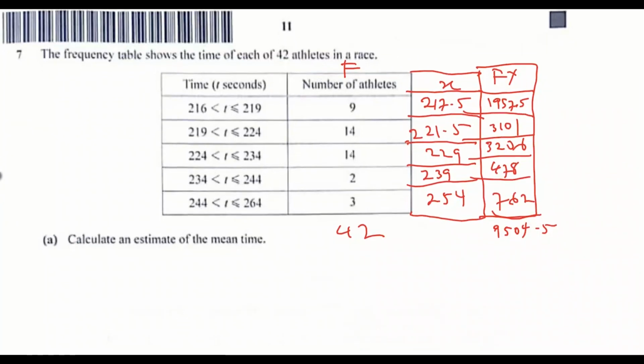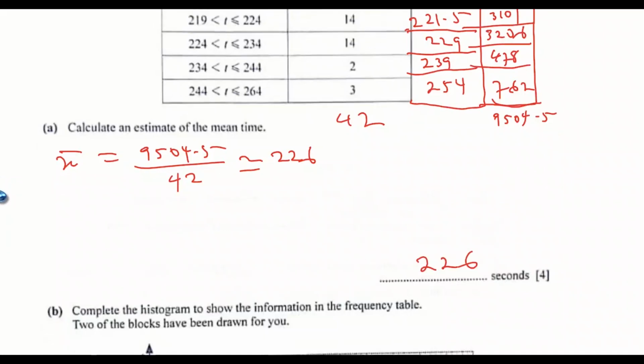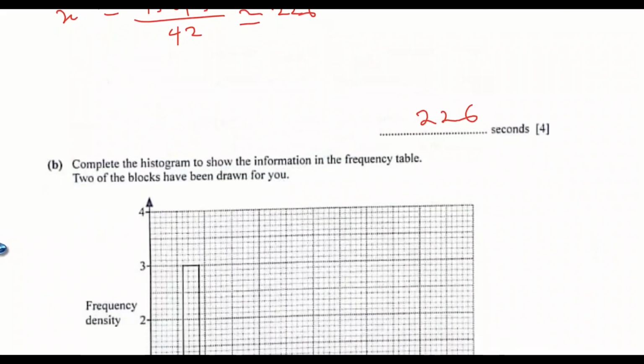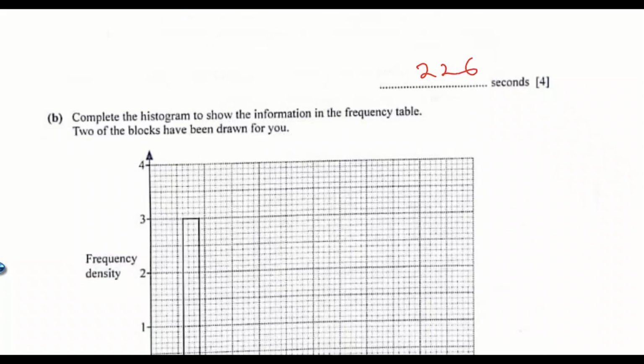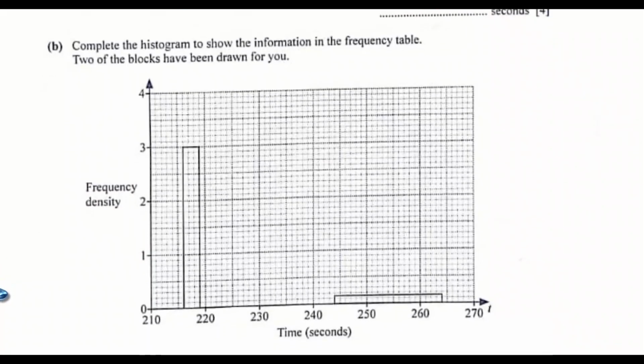Then we can now calculate an estimate of the mean. So an estimate of the mean, x bar, is equal to 9504.5 divided by 42, and that is approximately 226. So you have 226 here. So part B, complete the histogram to show the information in the frequency table. 2 of the blocks have been drawn for you.